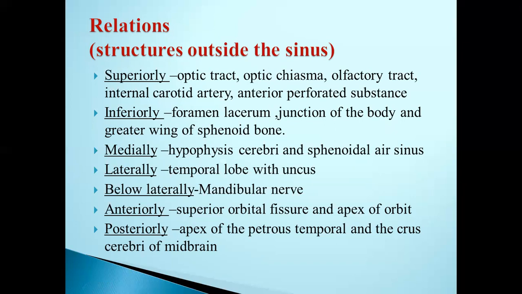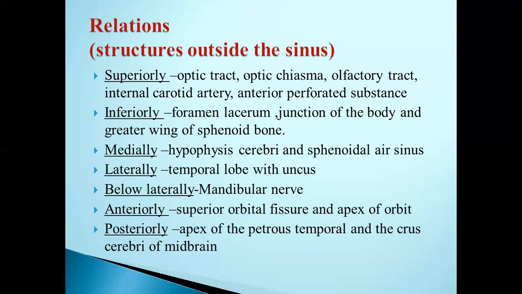Inferiorly there is a foramen lacerum, junction of the body and greater wing of sphenoid bone. Medially there is a hypophysis cerebri and sphenoidal air sinus. Laterally there is a temporal lobe with uncus. Below laterally mandibular nerve. Anteriorly, there is a superior orbital fissure and apex of the orbit. Posteriorly, there is the apex of the petrous temporal and the crus cerebri of midbrain.